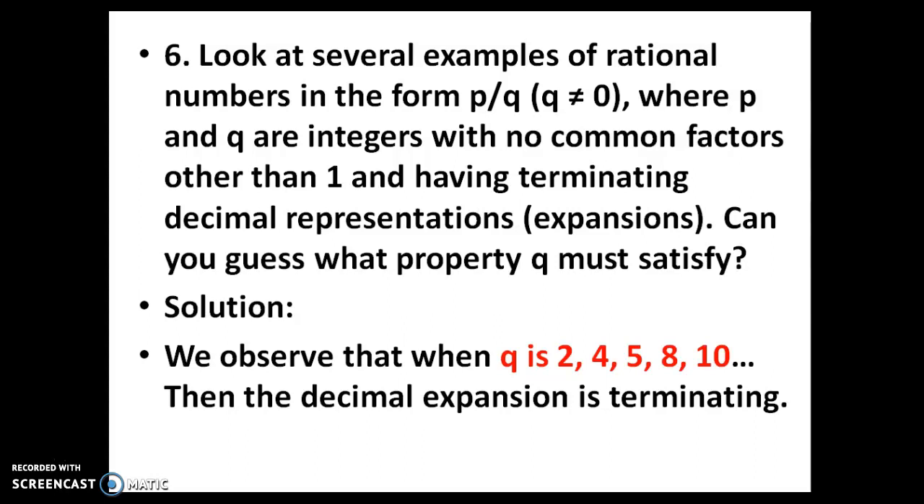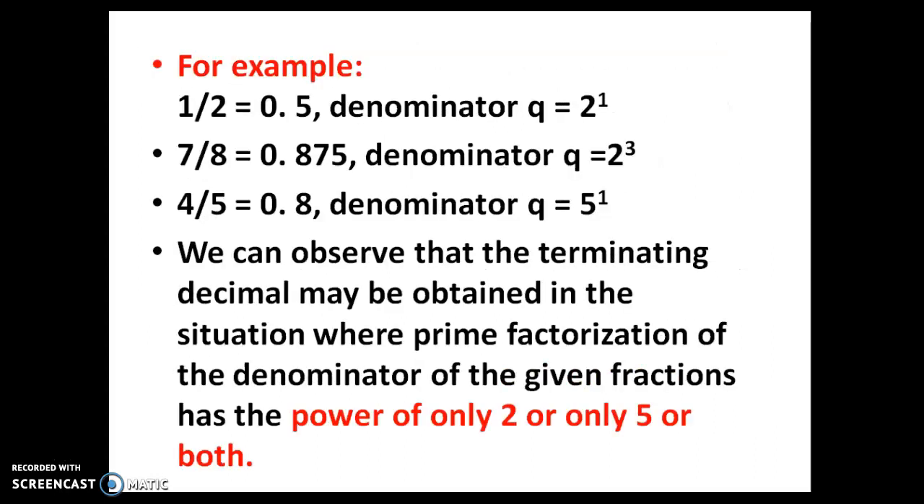Okay, that's why for a rational number, q will be any of these numbers, or any of these numbers to the power, and then the decimal expansion is terminating. For example, let us see 1 by 2 equal to 0.5. It is terminating, and the denominator q is of the form 2 to the power of 1.